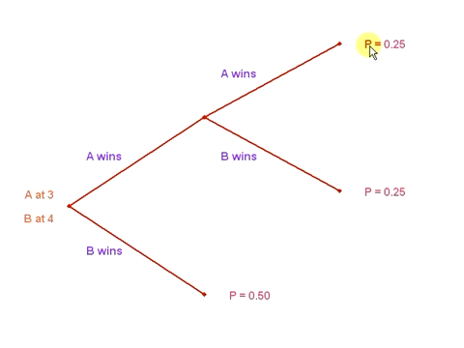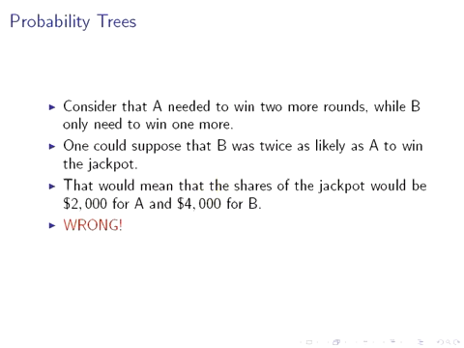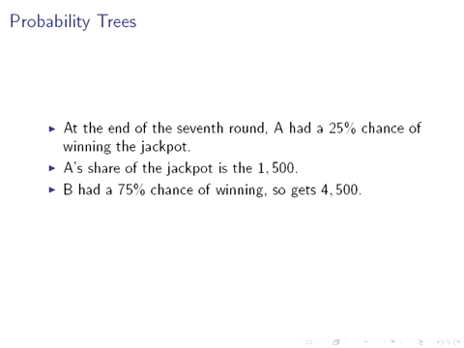So let's look at this here. There would have been a 25% chance of A winning outright, and a 75% chance of B winning outright. So the probability is therefore 75% chance of B winning, a 25% chance of A winning. So that means that A's share of the jackpot should only have been $1,500 and B getting $4,500. And that concludes our presentation.